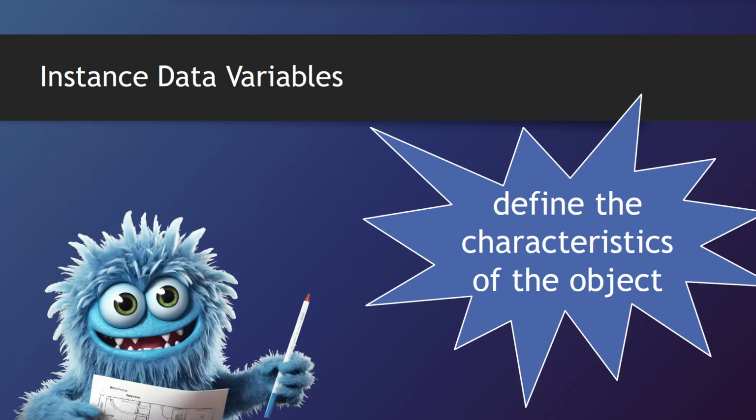These variables can be used anywhere in the class. Each object has its own version of the instance data variables. The instance data variables last as long as the object lasts.